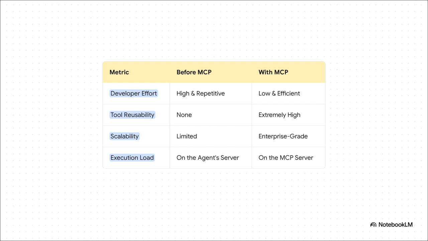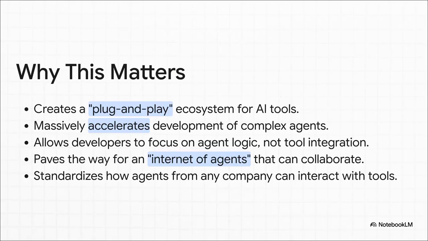Tool reusability goes from 0 to 100% because one single MCP server can serve thousands of different agents. And look at this last one, it's critical, the execution load. By moving the actual work over to the MCP server, the agent itself becomes lighter, faster, and way more scalable. So let's just put a bow on this. Here's what you really need to take away.